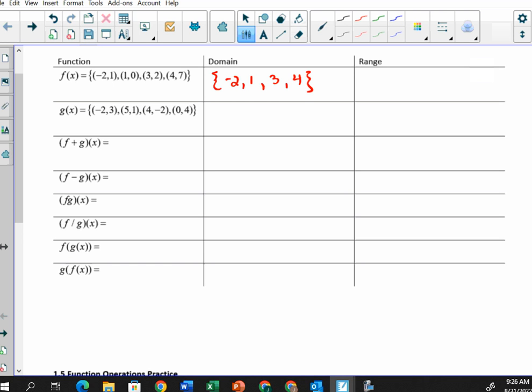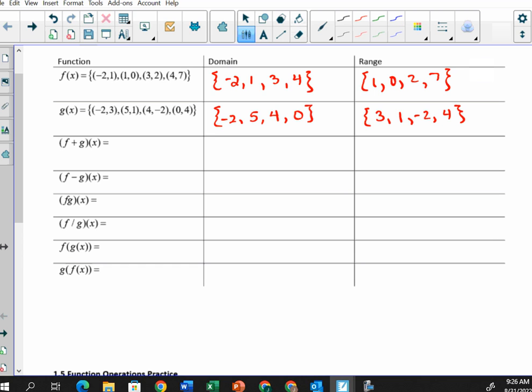All right, what is the range of f of x? 0, 1, 2, 7. I don't care if you put it in order or not. Does not matter to me. If that makes you happy, then do that. Okay, g of x, domain: 0, 4, 5. Range? Nope, gotta keep moving.